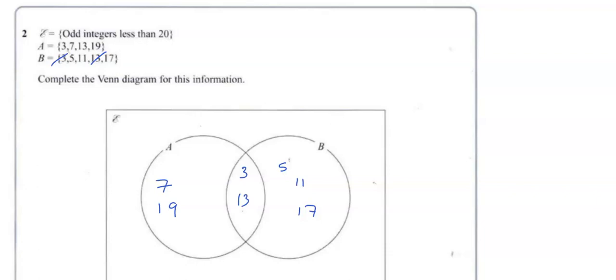And we now have to think about the universal set, which are all the odd numbers less than 20. So I count up 1, 3, 7, 9. Can't see a 9 there, so that must go. 11, 13, 15. Can't see a 15 there. 17, 19, and so we are now complete.